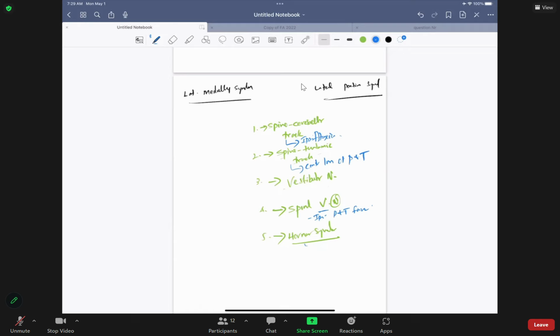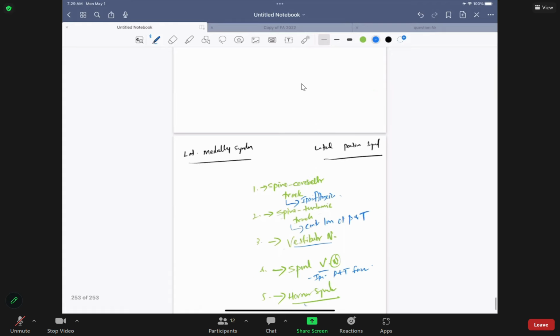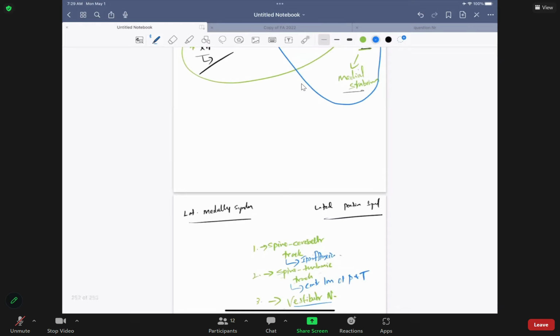So that's the spinal nucleus. And then you guys know what Horner syndrome is, miosis, and all these symptoms. Okay, so that's easy. Vestibular nuclei. What is the function of the vestibular nuclei? When I say vestibular, that brings you to a question. What's the name of cranial nerve number 8?